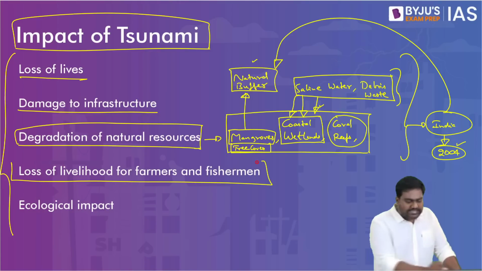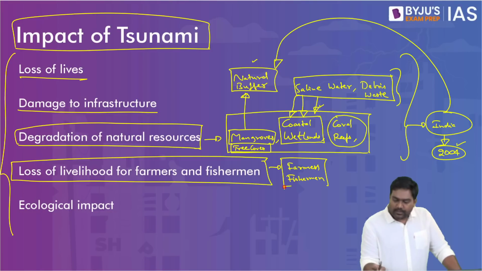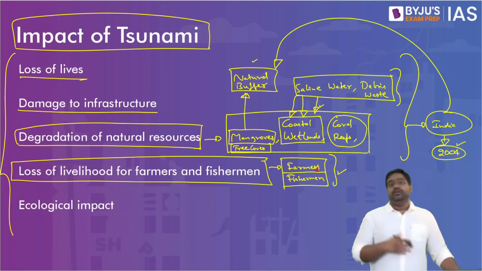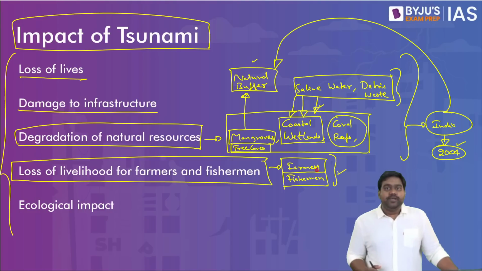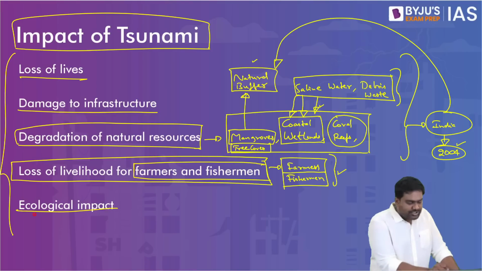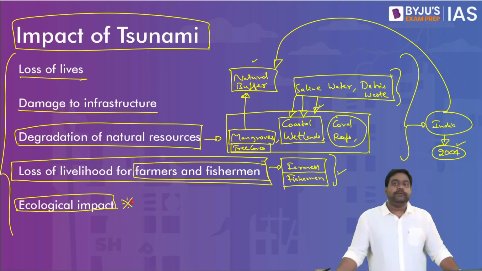So there will be extensive loss of livelihood for farmers and fishermen. Because, as I told you, fishing villages will be destroyed. Fishing vessels and boats will be completely damaged. Agricultural fields will be flooded with seawater. So as a result, farmers and fishermen take the biggest impact. All right. And of course, there is a huge ecological cost, which I just explained.